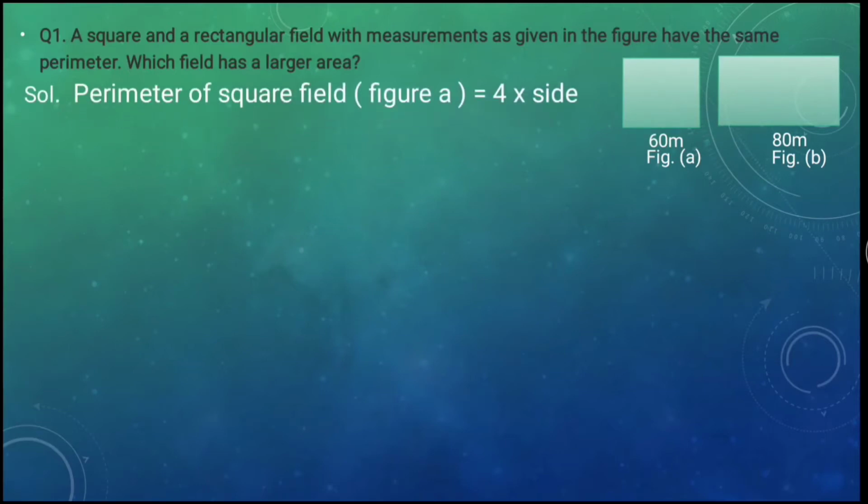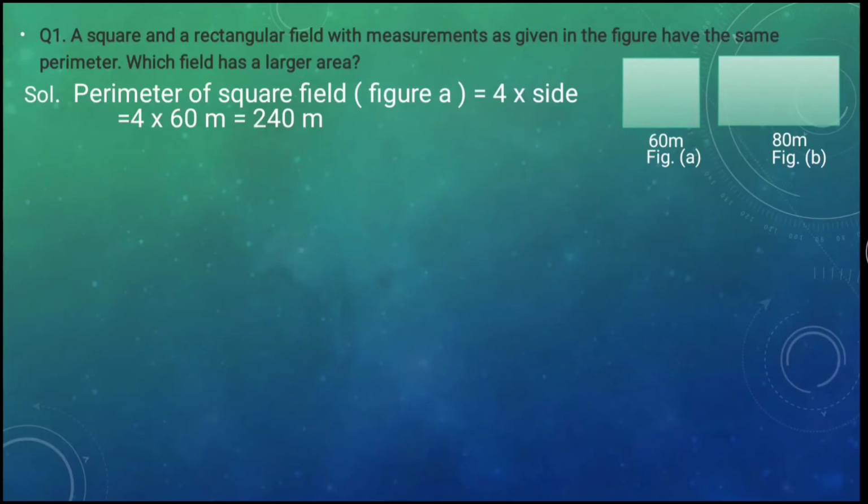We know that the perimeter of the square field, that is figure A, is 4 into side. So the perimeter of this square field will be 4 into 60 meter. 4 into 60, 4 sixes are 24, then 0, is equal to 240 meter, right?